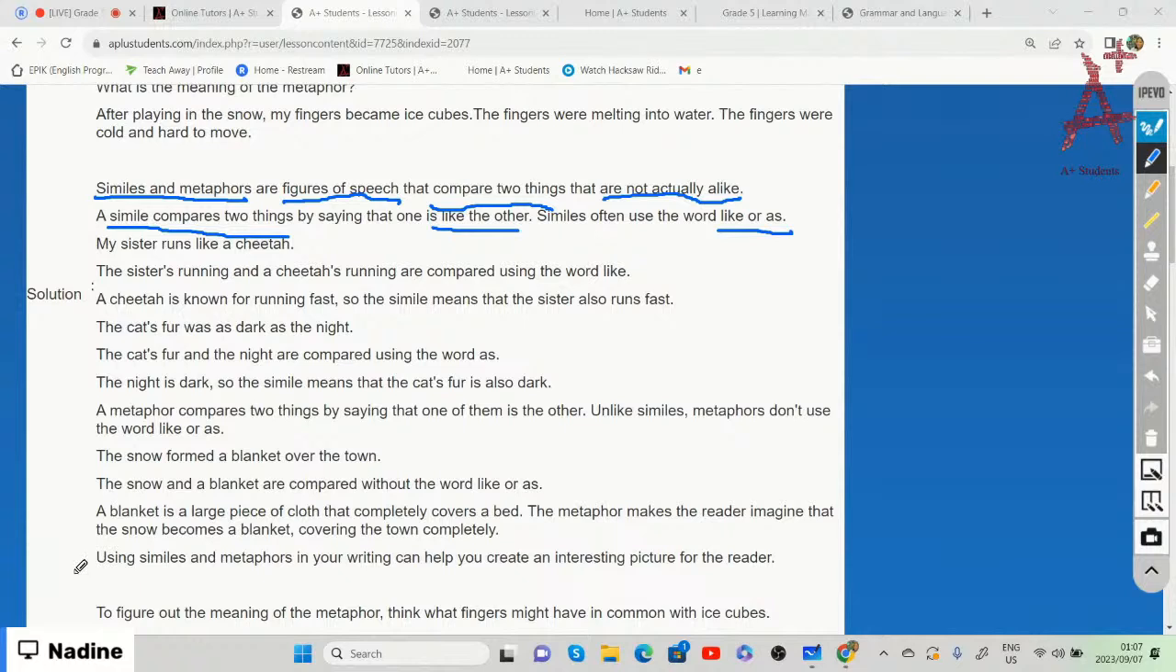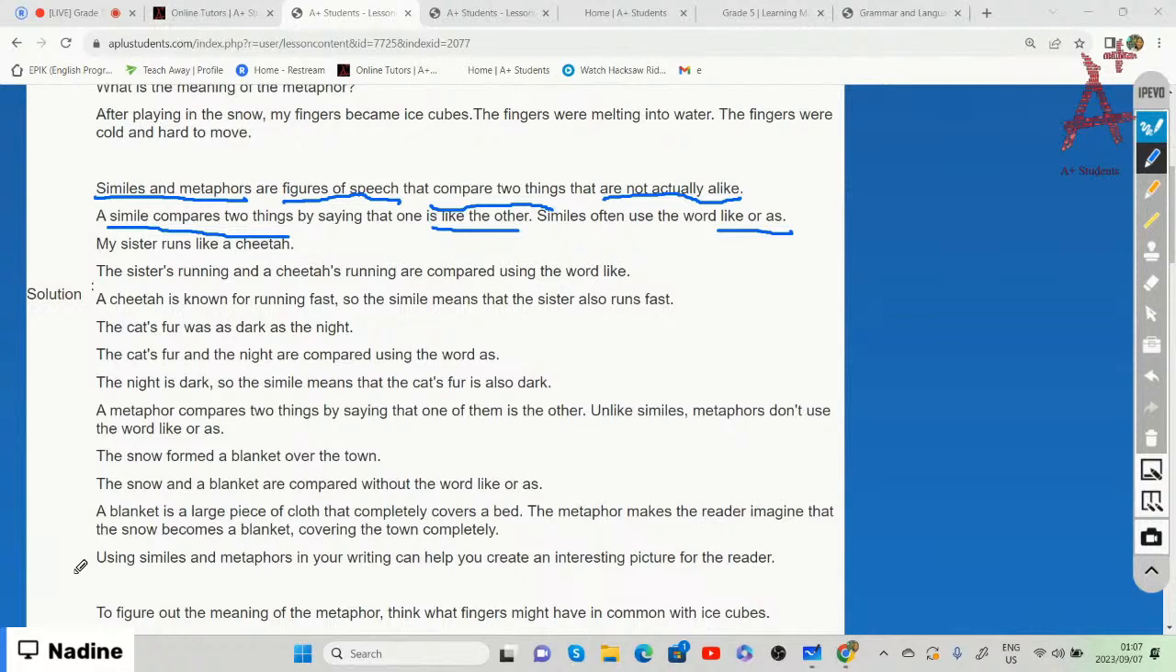For example, my sister runs like a cheetah. A girl and a cheetah are totally different things. They are not even like each other. The one is not like the other. But my sister runs like a cheetah, which means that she is comparing the speed at which her sister runs to a cheetah.